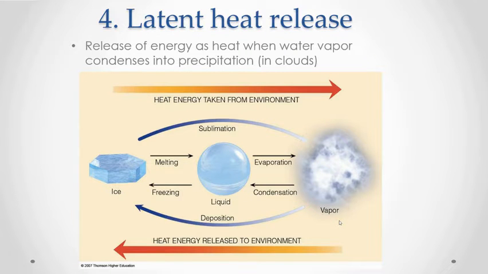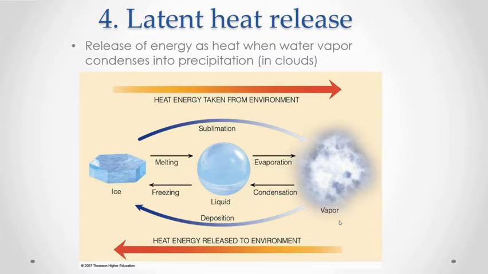Finally, another property is the release of energy when water vapor condenses into precipitation. This actually releases energy as heat. Let's say you have ice, solid water, liquid water, and then vapor, which is water in a gaseous form. There are different processes you can use to change between those forms. Vapor can condense to a liquid, which can freeze to solid. Vapor can also go straight to a solid, through deposition, the same way ice can become a vapor by sublimating.